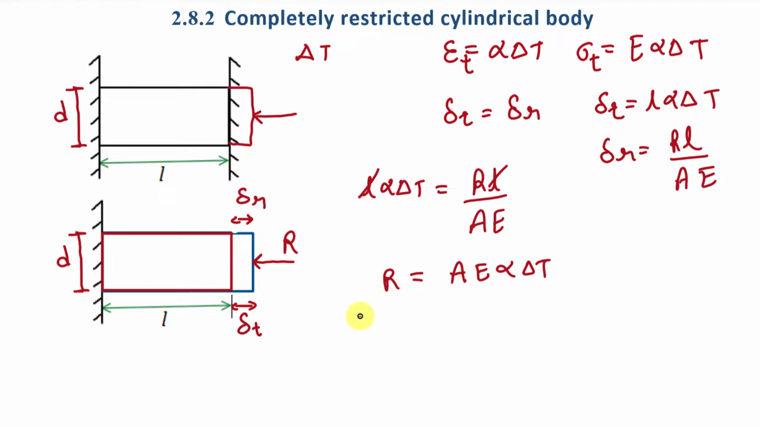Now you can also find the value of stress, that is R divided by A, right? Load divided by area. So it will be E alpha delta T. So it is the same as discussed earlier, right? Now here you have to understand that this stress will be compressive stress, because this reaction will try to compress this body. So you have to take the value of stress as negative. I hope that you understand this concept, because we are going to use this concept in the next examples. Okay?